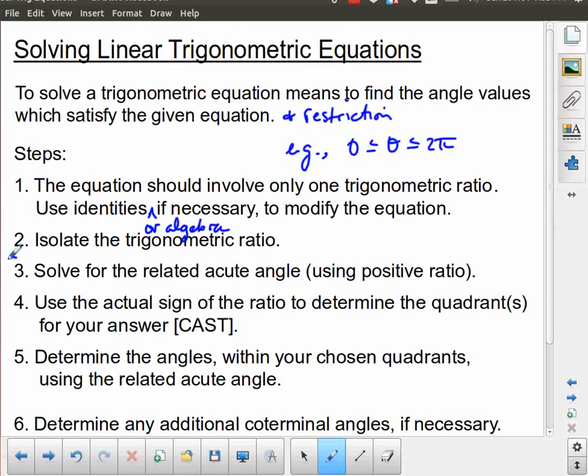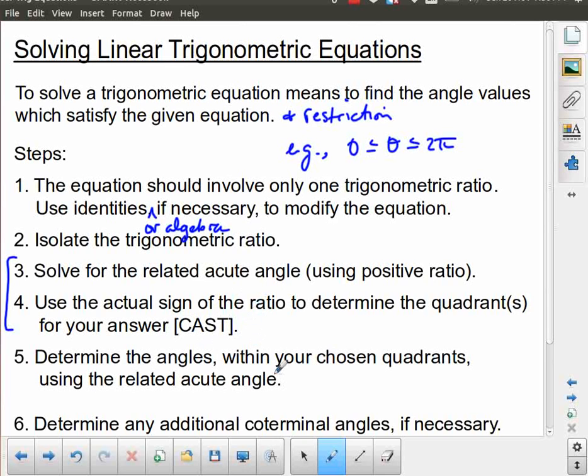Steps 3 and 4 are going back to the very beginnings of solving trigonometric equations. Solve for the related acute angle, which is the positive value, and then use the actual sign of the ratio that you get from the CAST rule. Usually, if you're doing something like this, typically you can expect your answer to have 2 quadrants, but it's going to depend on any horizontal stretches or compressions, and to some extent any horizontal phase shifts.